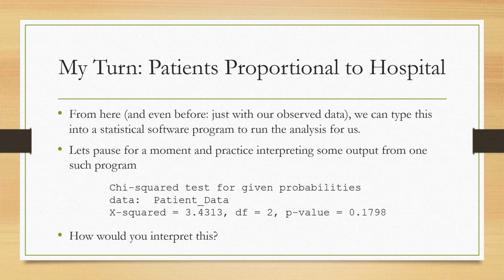It is three lines. The first one is the name of what it did. The second one is the data set, or what I call the data set, that I used. And the third one is a summary of three statistics. So let's go through these. What do we have here?